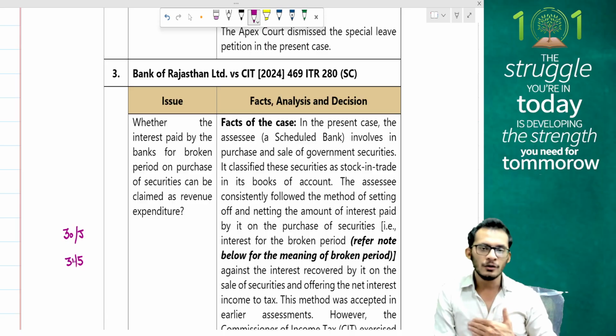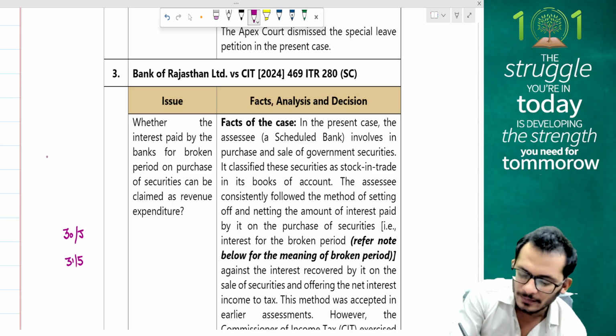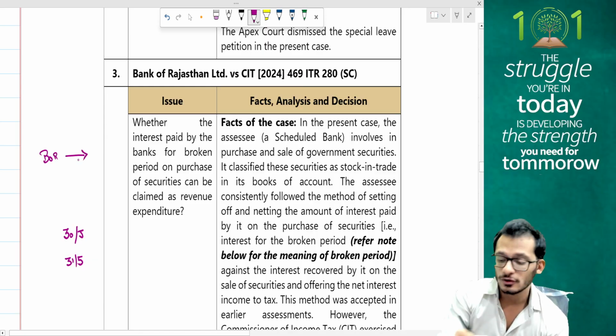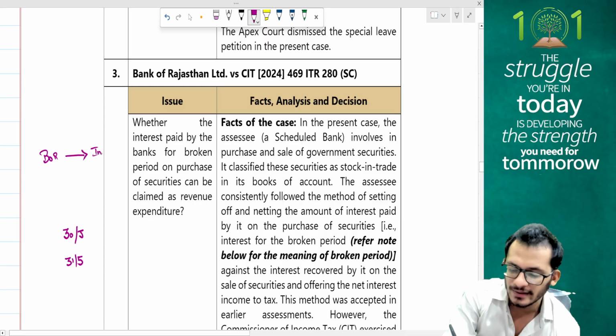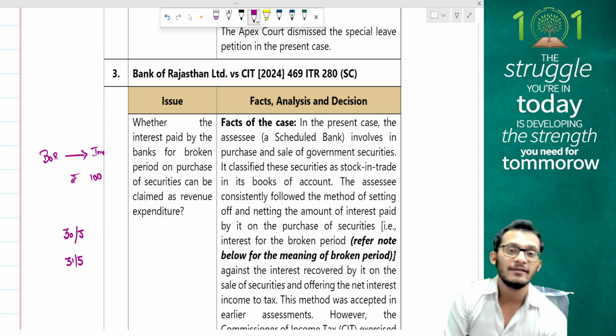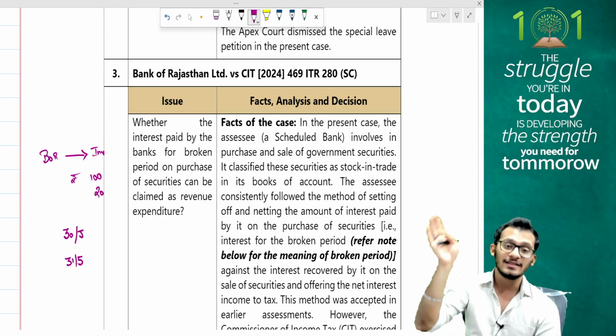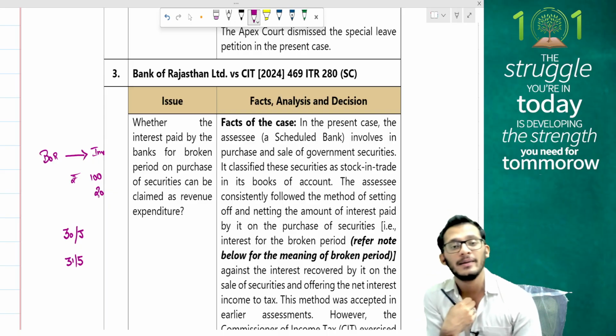So normally what happens, people, is that in this case, Bank of Rajasthan, when it goes to a person and buys the investments, he'll probably come and agree that I'll pay you 100 rupees for the investments, but I'll also separately pay you 20 rupees for the interest which is eligible to you but is going to be recovered by me in the future.